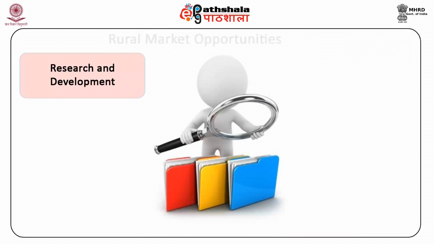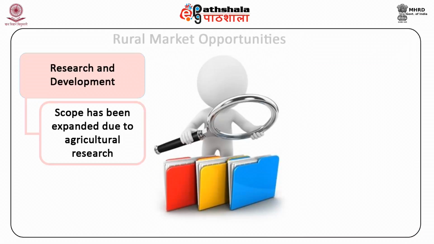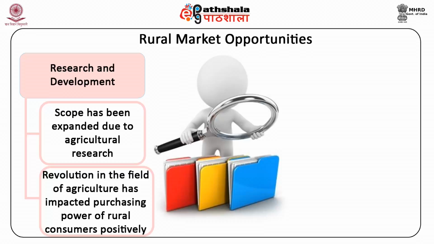10th reason is research and development. The scope of rural marketing has been expanded due to agricultural research. Indian Council of Agricultural Research and other institutions conduct research in the field of agriculture. Research has opened new avenues for increasing agricultural output by adopting scientific methods. This revolution in the field of agriculture has impacted the purchasing power of rural consumers positively.